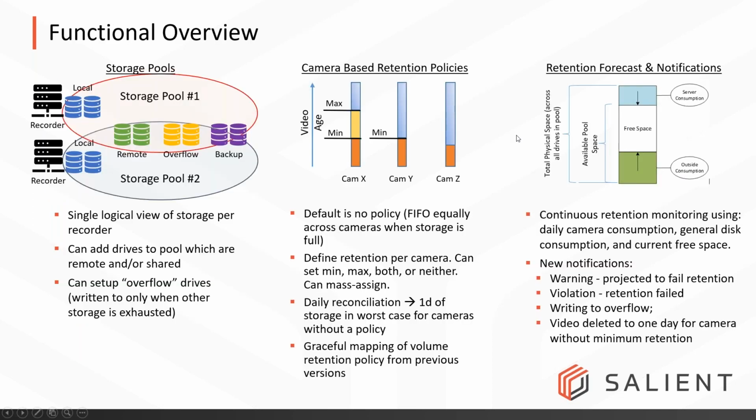So let's talk about some of the new concepts that are going to be part of version 7. First and foremost, we're introducing a concept of storage pools. The idea is that each recorder is going to have a logical view of storage, and it's going to be a whole pool. There's going to be a pool dedicated to regular storage, a pool dedicated to backup, and a pool dedicated to archive. Now you can add or remove drives to the pool, and these drives can be remote or shared, and they can even be shared between recorders. It's very easy, especially in larger enterprise deployments, to set up some type of enterprise NAS and even offsite storage that is a part of the pool.